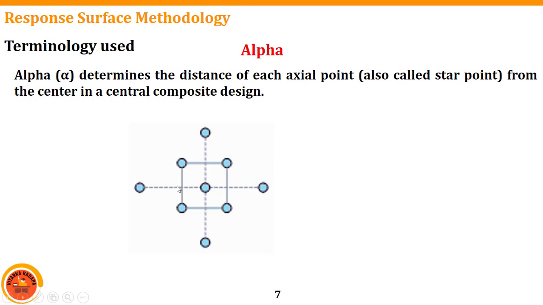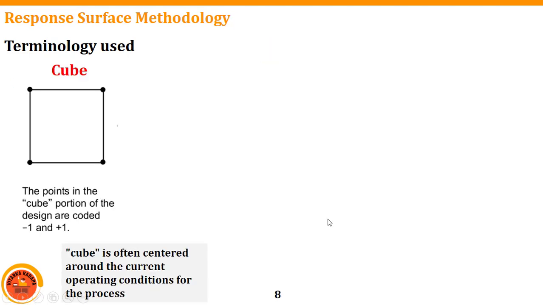And these axial level points, some of the researchers try to term them as star points also. Don't get confused. Okay. So these come under the category of axial points. Next one, cube. So cube means the same case only.